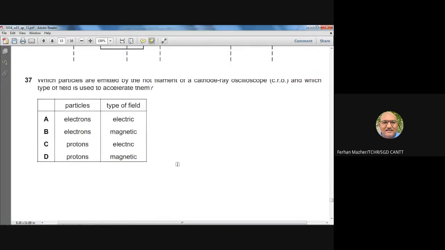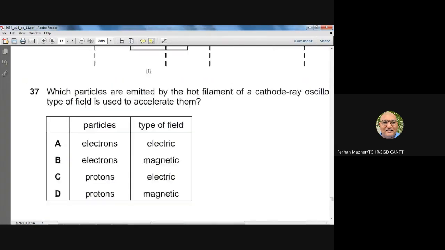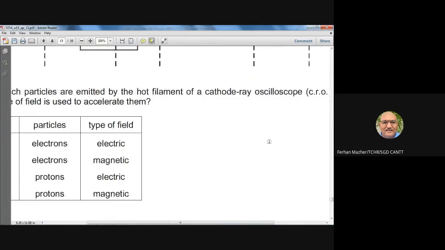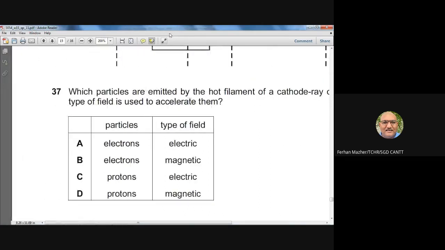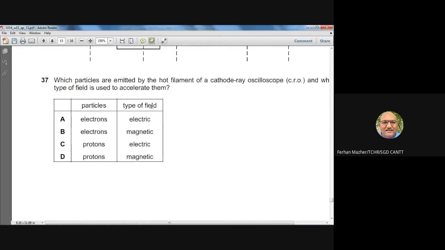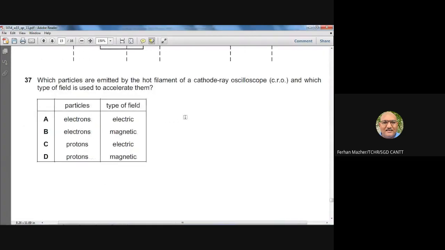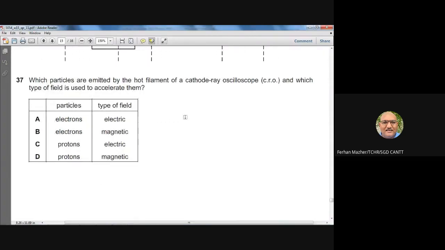So we have question number 37. I need to reduce the size a little bit. Which particles are emitted by the hot filament of a cathode ray oscilloscope, CRO, and which type of field is used to accelerate them?